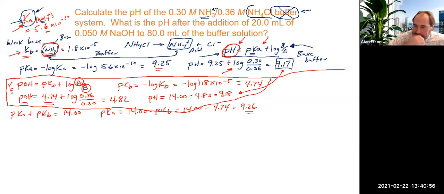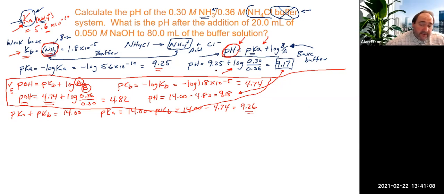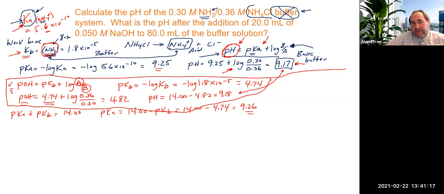Okay, and so then if it's asking to calculate for a POH, would we then just do it that second way first? Again, you could, but alternatively as well, you could still do it the first way and then subtract from 14. Oh, okay. Yeah, gotcha.